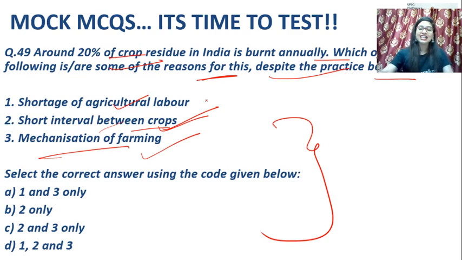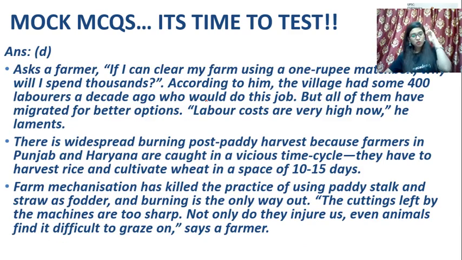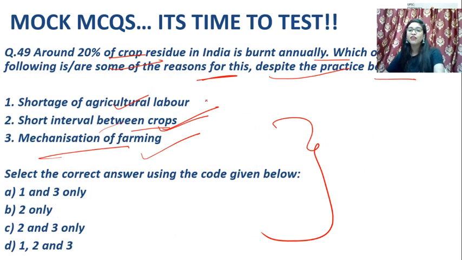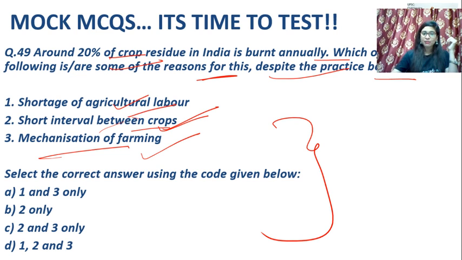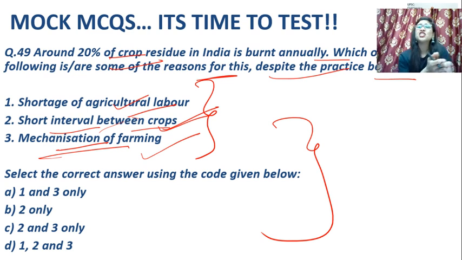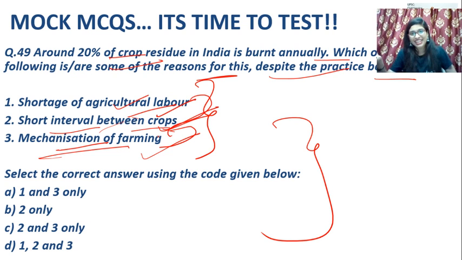And yes, guys, the answer is option number D, which means that all the above options are perfectly right with reference to this particular question. See guys, be it agricultural labor shortage, short interval, or mechanization of farming, all these options are related. It is very easy to make a guess with these options because there is a connection between all of them. When there is a shortage of agricultural labor, automatically there comes a short interval between crops, and also we know there is a lack of mechanization, right?